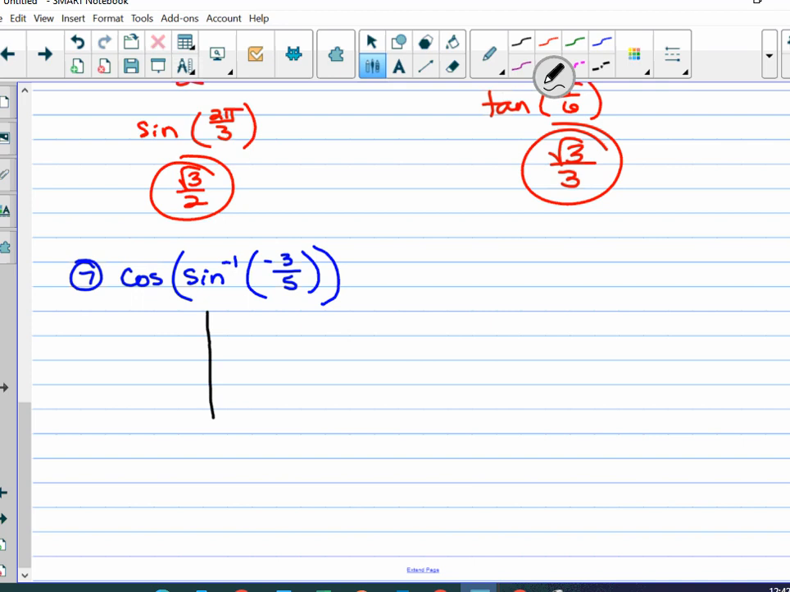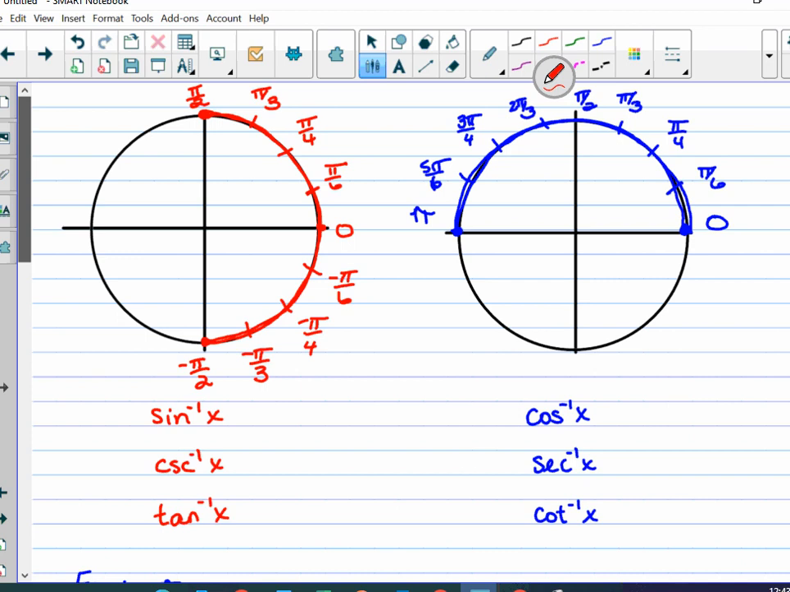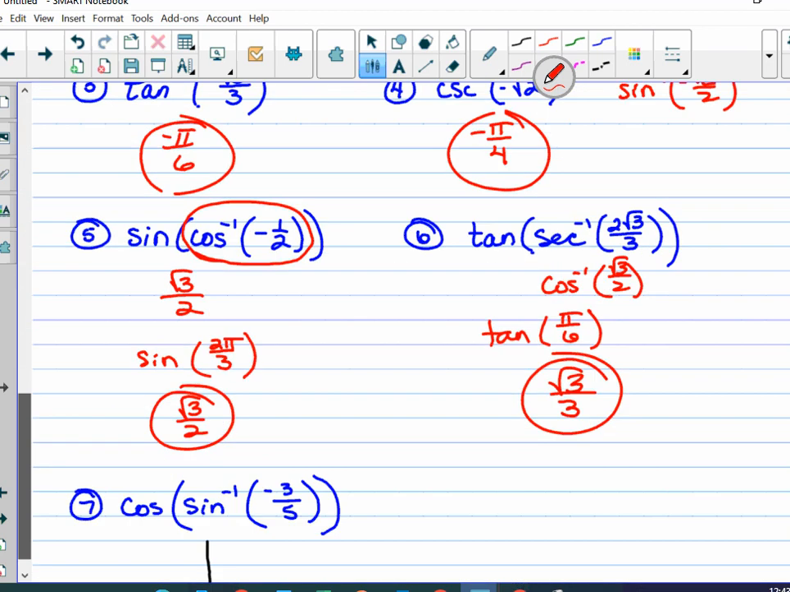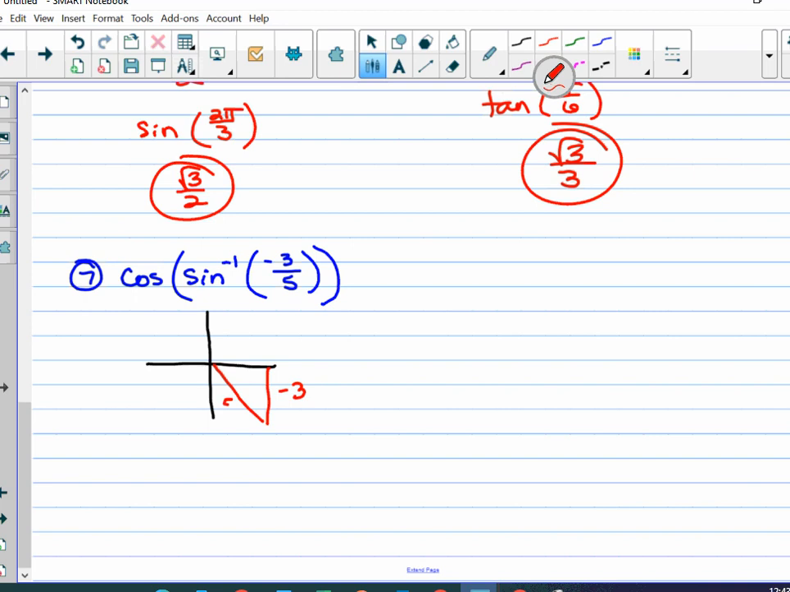We're gonna draw a little triangle here. It's inverse sine of negative 3/5. Inverse sine. What are your only two quadrants it could be in for inverse sine? 1 and 4. Which of those would sine be negative in? 4. So we're going to draw our triangle in quadrant 4 because of that. Do you guys see how the other side has to be positive 4? Okay. So that's the angle we're talking about. Now what is the cosine of that angle? 4/5.